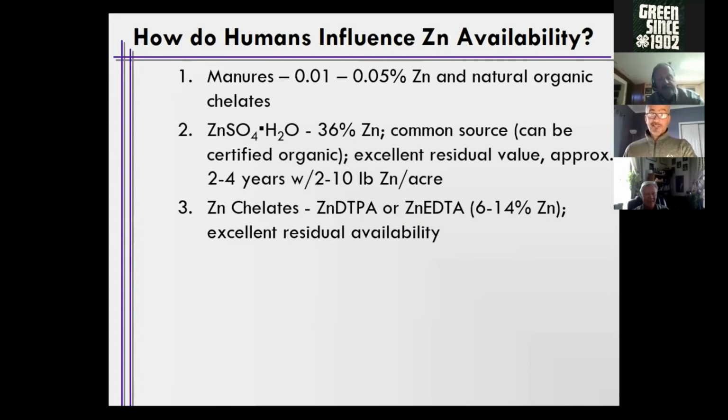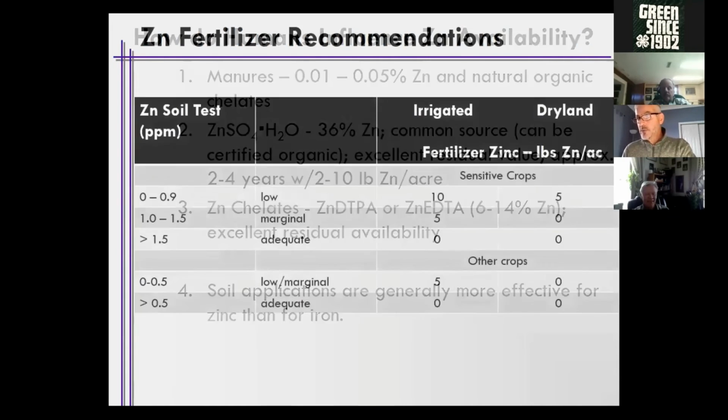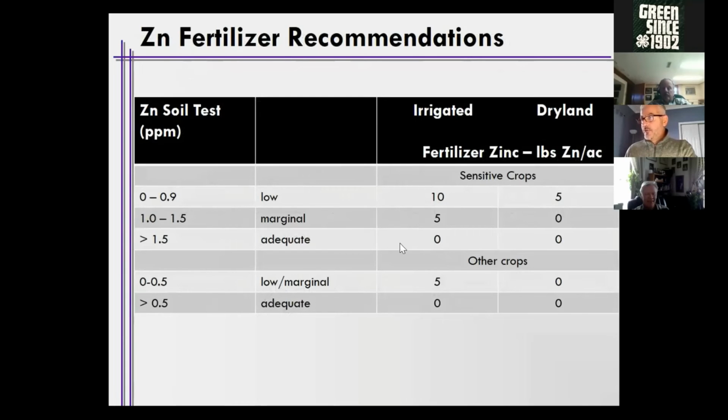You can purchase zinc chelates. They can be foliar applied. They can be applied to soil. The kicker here is that in terms of application to soil, zinc is typically more effective than iron. Here's the test values for most of our sensitive crops. 1.5 parts per million DTPA extractable zinc is considered adequate. That's the number that's always stuck in the back of my head over time.